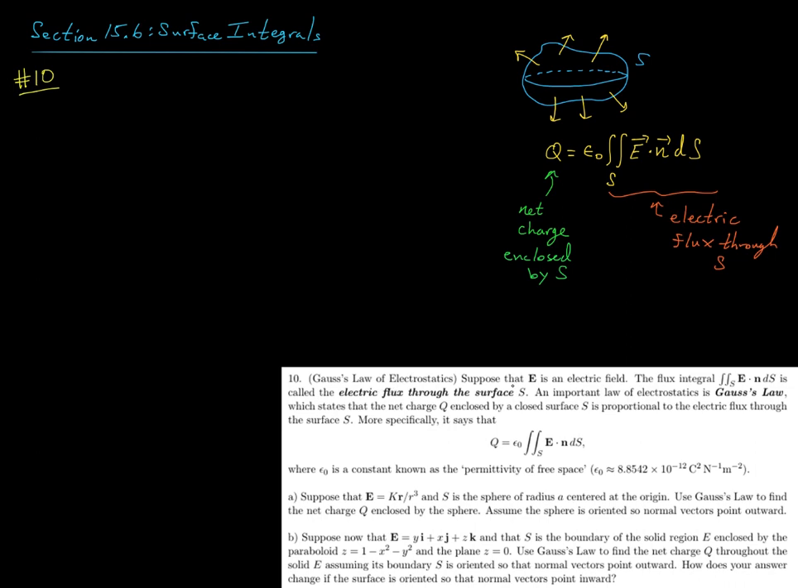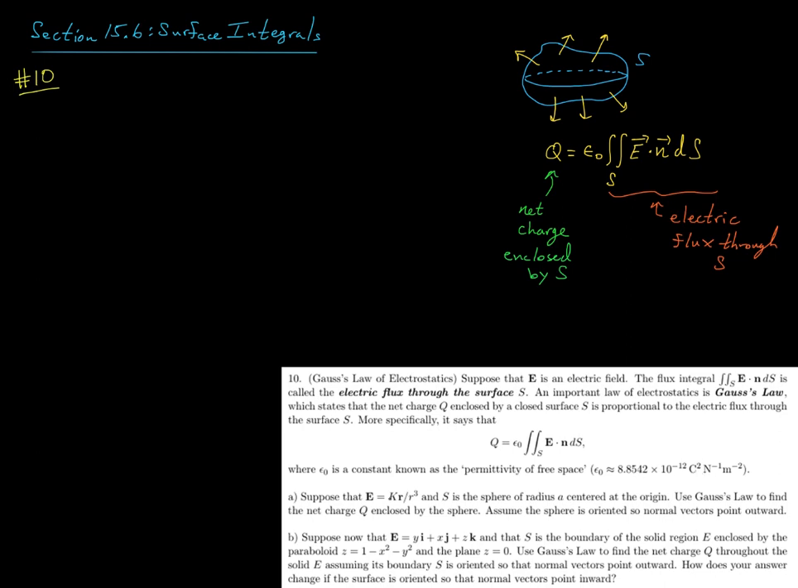Okay, and so now what does Gauss's law say? It says that the net charge Q enclosed by a closed surface S is proportional to the electric flux through the surface S. More specifically, it says that the net charge Q is equal to this constant epsilon naught times the electric flux through the surface. And this constant epsilon naught is known as the permittivity of free space, and here is an approximate value of epsilon naught in SI units.